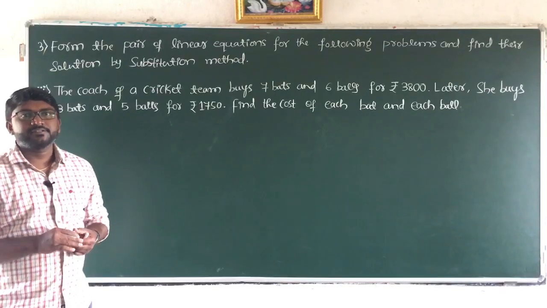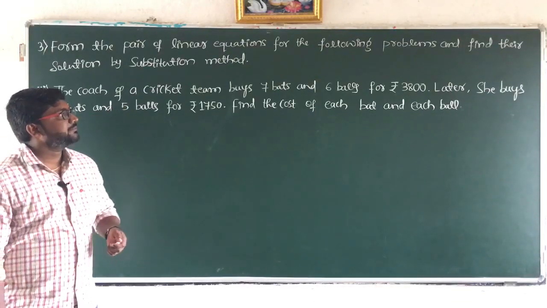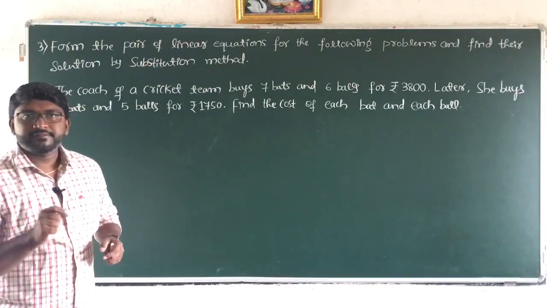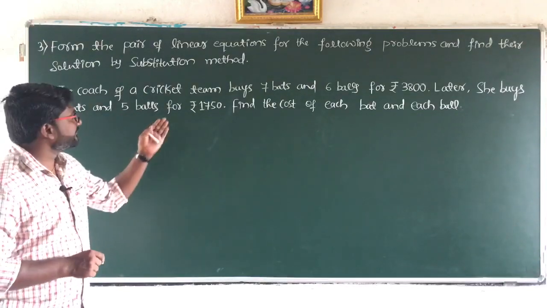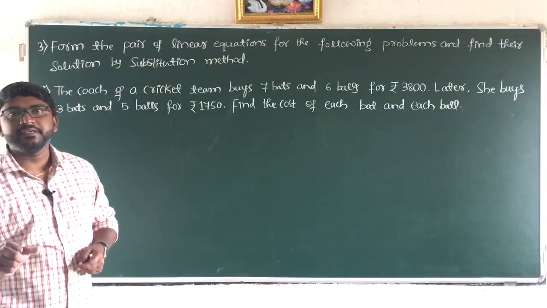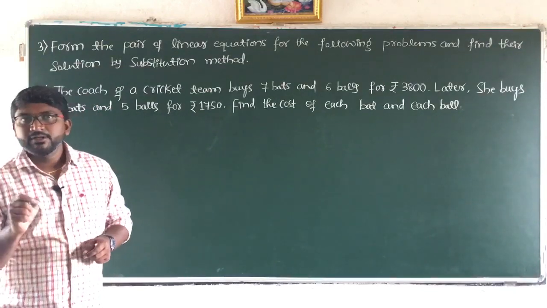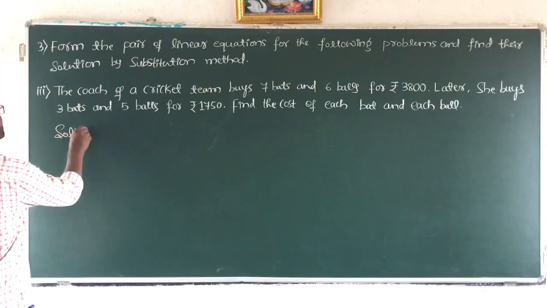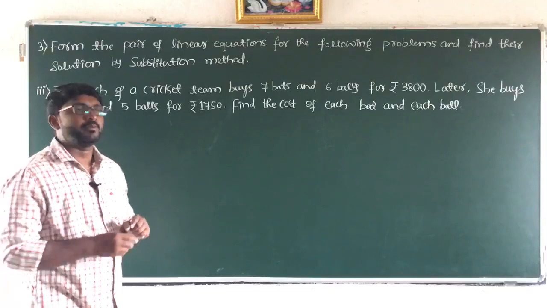So let us solve the third sub question. The coach of a cricket team buys 7 bats and 6 balls for 3,800 rupees. Later she buys 3 bats and 5 balls for 1,750 rupees. Then find the cost of each bat and each ball. So here we don't know the cost of one bat and the cost of one ball. So here what I do is I consider the cost of one bat as x rupees and the cost of one ball as y rupees.